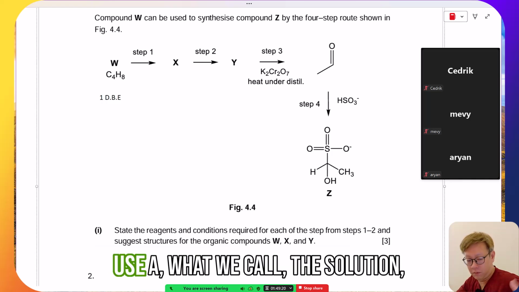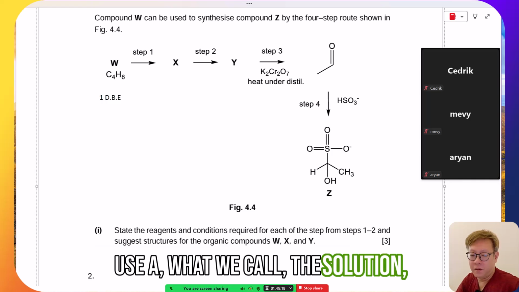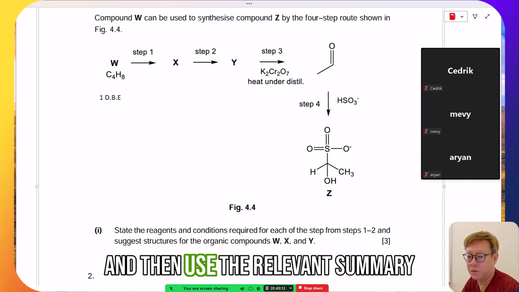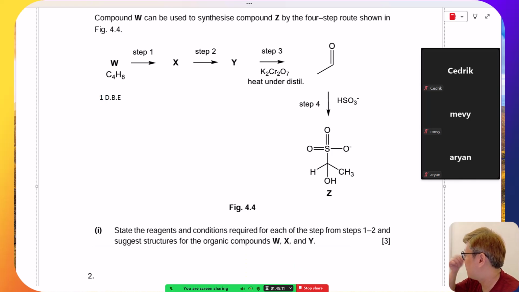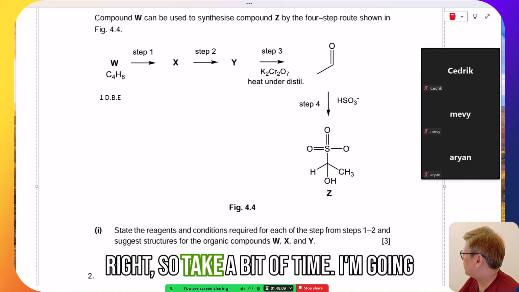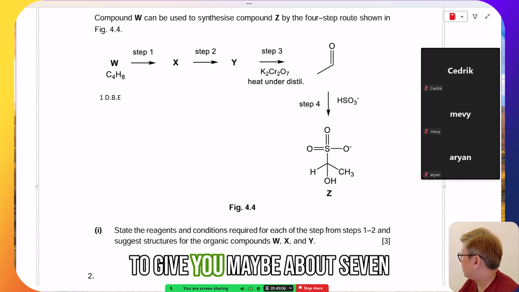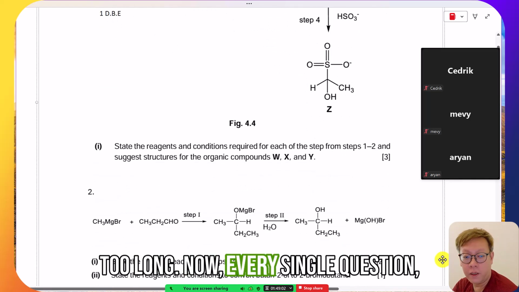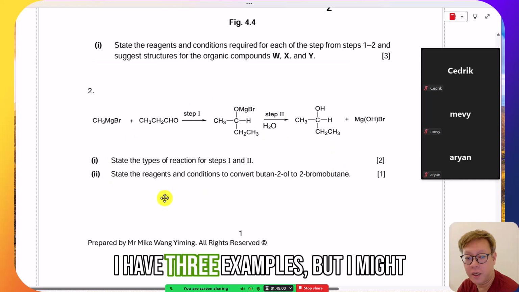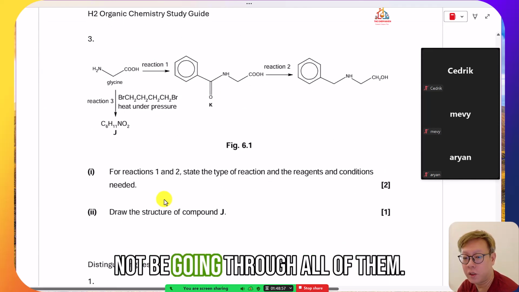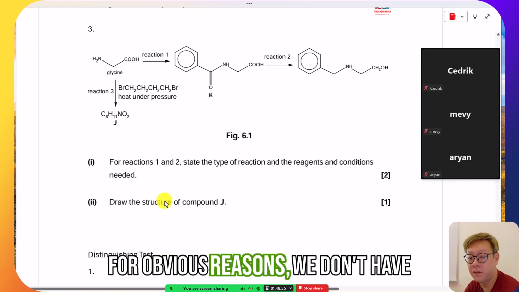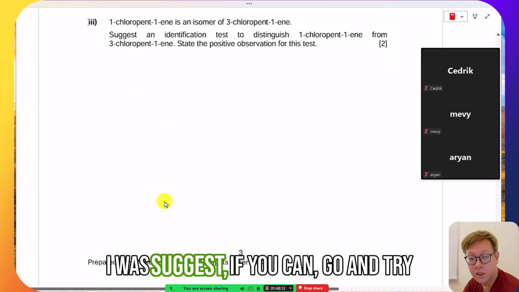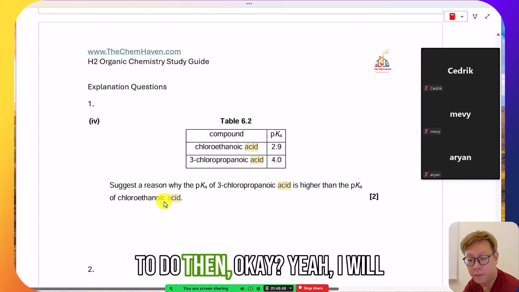So we are going to use what we call a solution and problem-based approach. Classify them into different groups, and then we use the relevant summary to solve. Right, so take a bit of time. I'm going to give you all maybe about 7 minutes. We are not going to take too long. Now, every single question type, I have 3 examples, but I might not be going through all of them. For obvious reasons, we don't have enough time. But I would suggest if you can, go and try to do them.